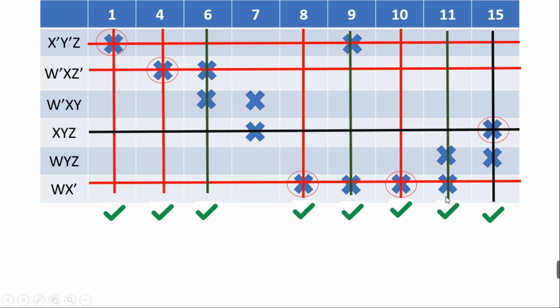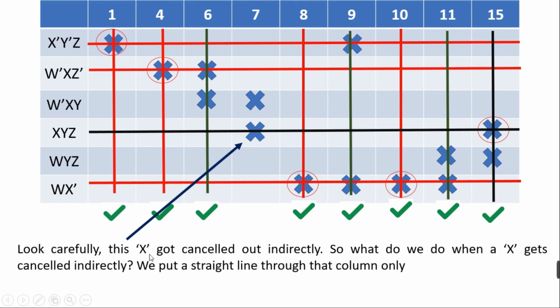Now if you look carefully, you will see that since we cancelled out this column and this row, this black line here actually helped us to eliminate this x indirectly. All right, so this is what is written here. So look carefully, this x got cancelled out indirectly. So what do we do when an x gets cancelled out indirectly? You remember? We put a straight line through that x throughout the column. Okay, only the column, remember. So let's do that. Since this x got cancelled out indirectly, we're going to put a straight line throughout this column only.